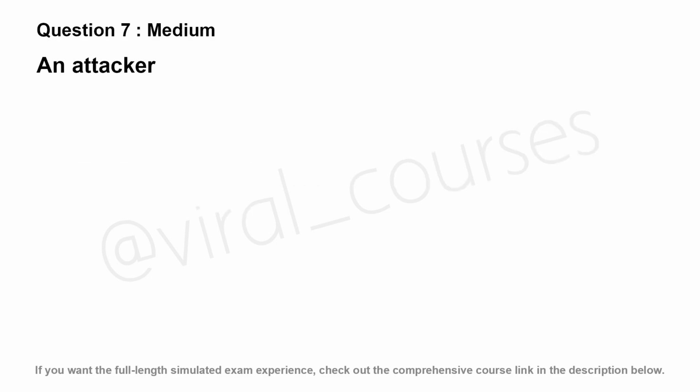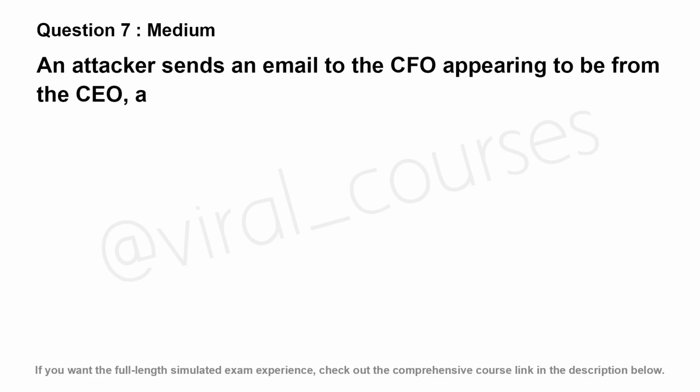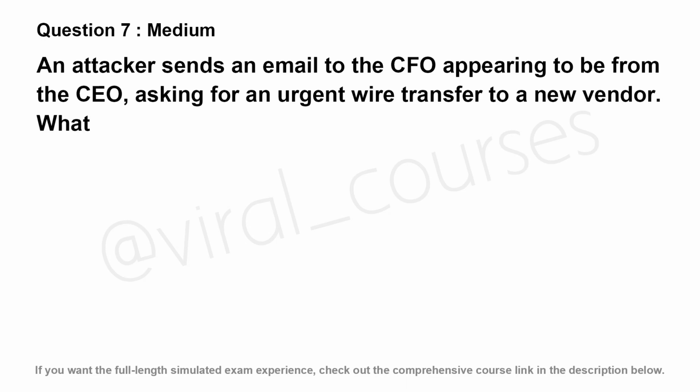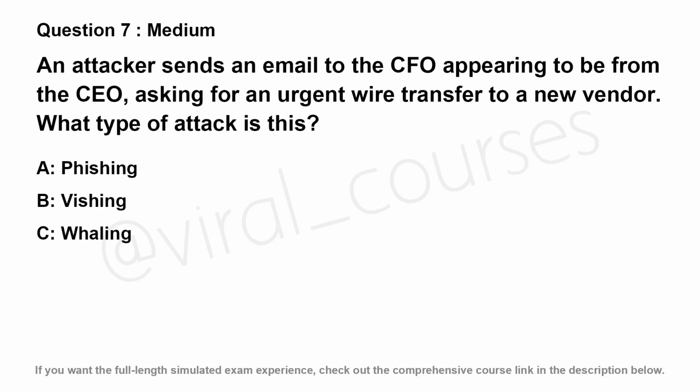An attacker sends an email to the CFO appearing to be from the CEO, asking for an urgent wire transfer to a new vendor. What type of attack is this? Option A, phishing. Option B, vishing. Option C, whaling. Option D, smishing.